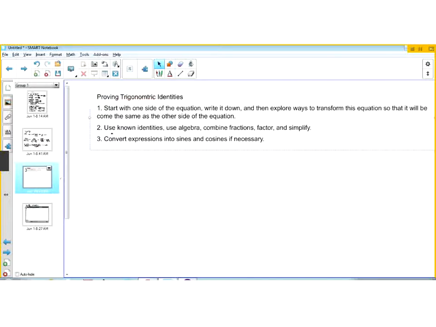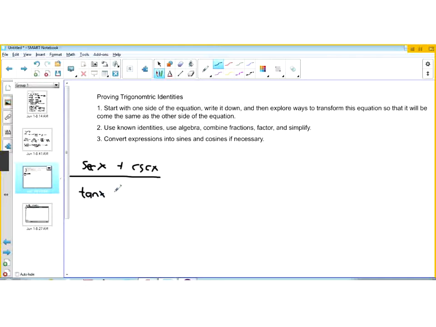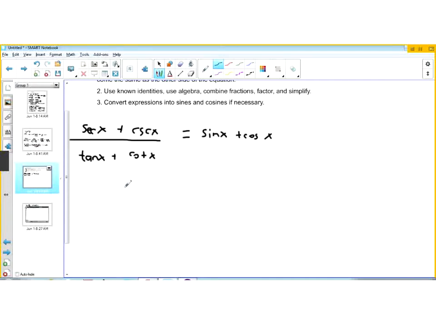So for instance, let me give you an example. Let's start off by saying we want to prove the following trigonometric identity. So suppose I give you this. The secant of x plus the cosecant of x divided by the tangent of x plus the cotangent of x. Okay, and I want to prove that that rational function is the same as sine x plus cosine x. So how do I do that?